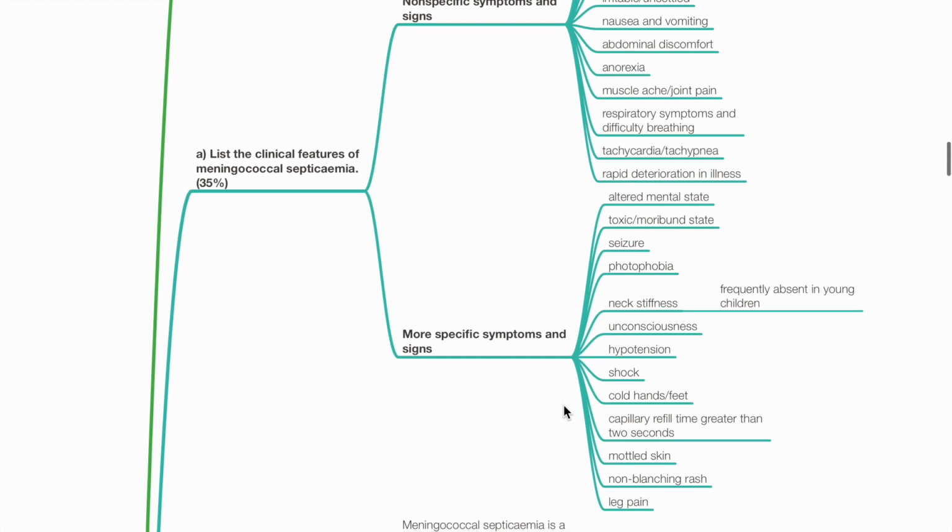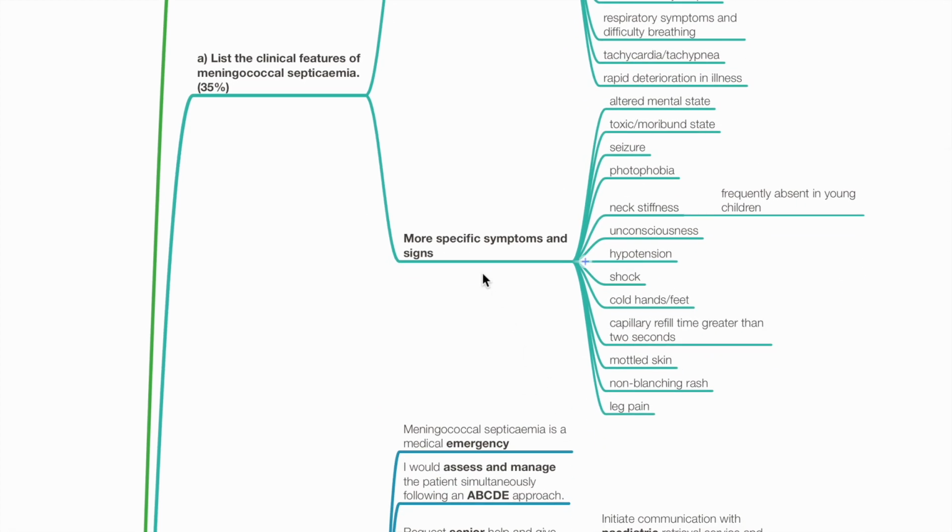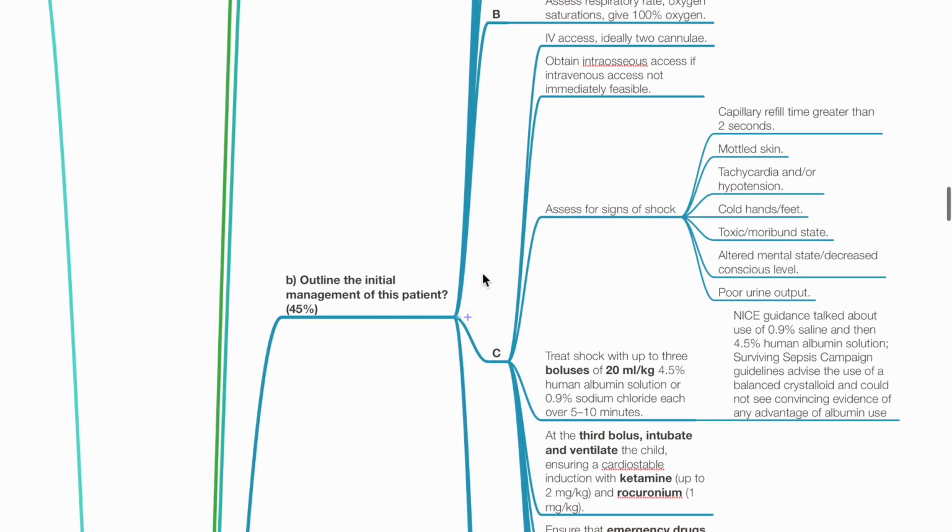More specific symptoms and signs include altered mental state, toxic or moribund state, seizures, photophobia, neck stiffness, unconsciousness, hypotension, shock, cold hands and feet, capillary refill time greater than 2 seconds, mottled skin, non-blanching rash and leg pain. B. Outline the initial management of this patient.